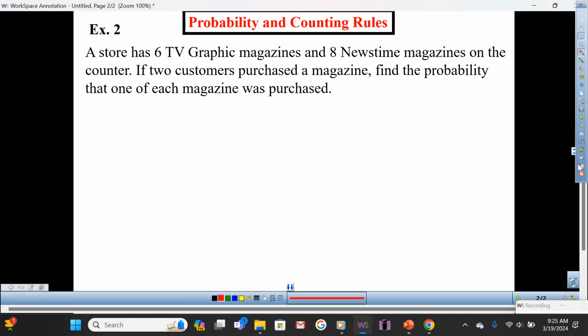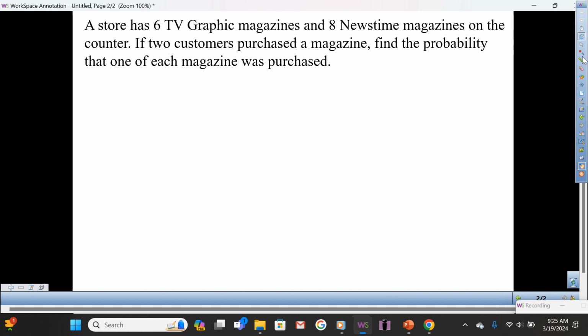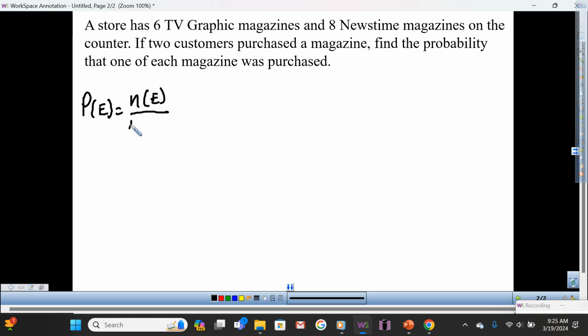As I mentioned before, we're going to go ahead and combine this all together. So let's write our formula here to get started. P of E equals N of E over N of S. So of course, P of E, this is what they're asking for. Is that correct? So let's start replacing stuff.